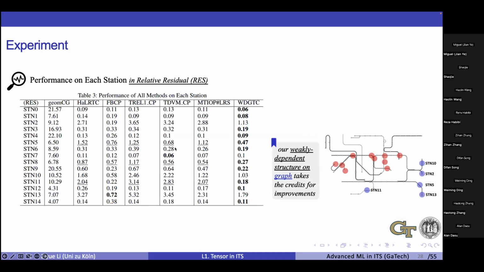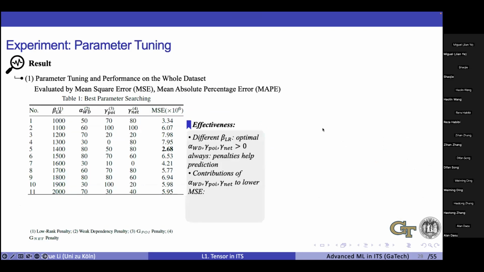And this is the result. The main part: first we look at the 5 badly performed stations. We can see that our method has improvements in those 5. And in other stations, we also see a lot of improvements as well. And also, as you can see, we added several regularizations inside. Specifically, we added the weak dependence, and we also added 2 graphs.